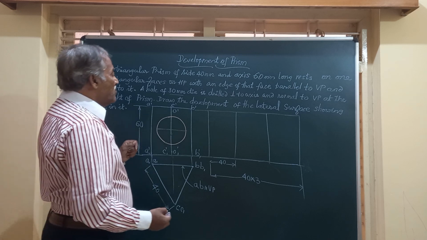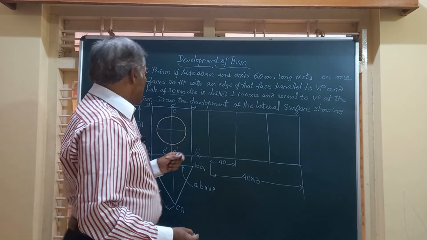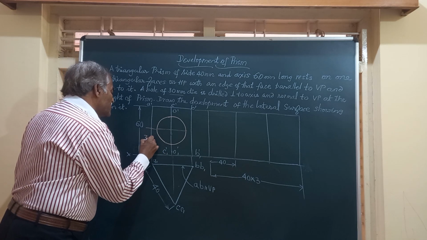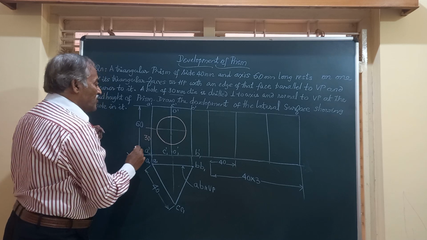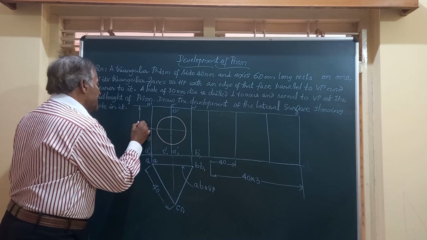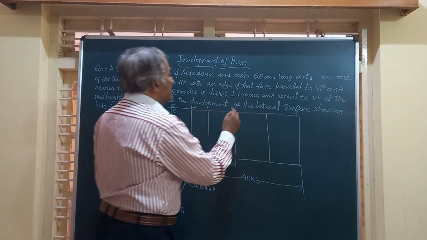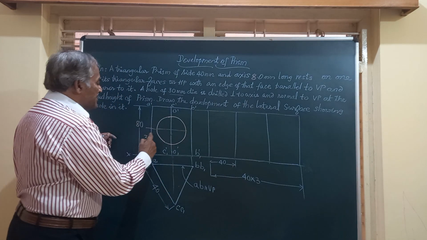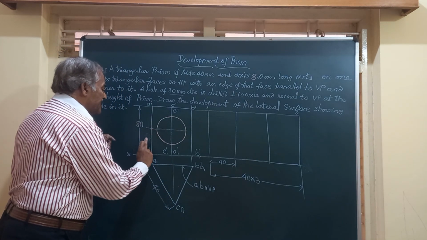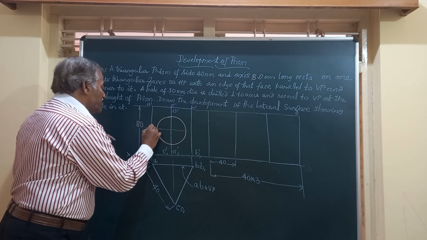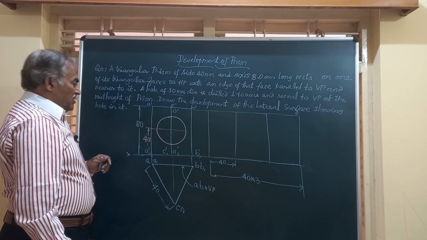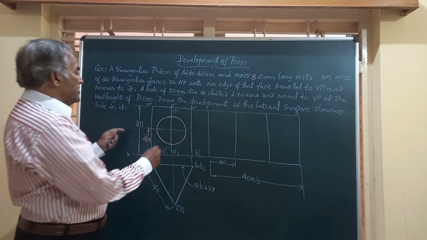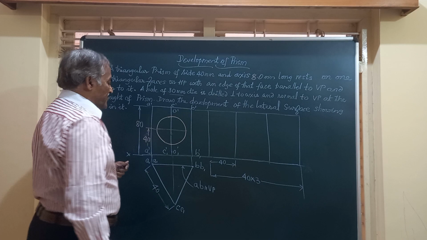Now we have been asked to draw the development of this, showing the presence of the hole in it. So we will take a little higher height, 80 mm instead of 60. So this is 80 mm, and this is 40 mm, the mid height. The hole is drilled. This is 40 mm, and the hole is 30 mm.